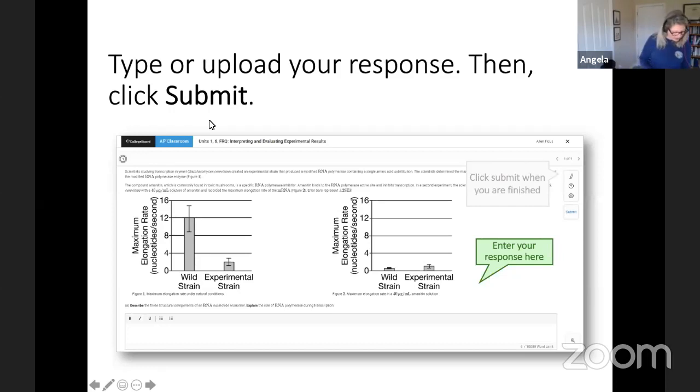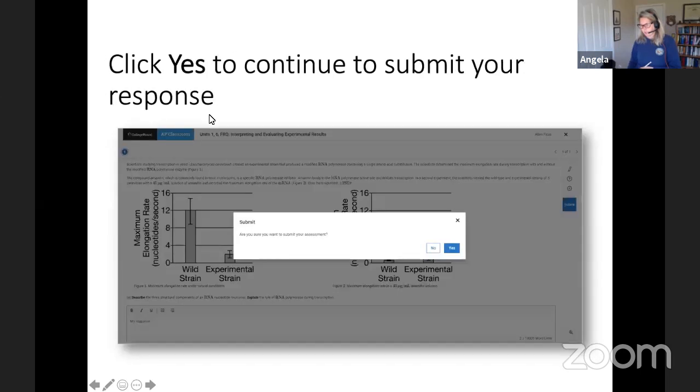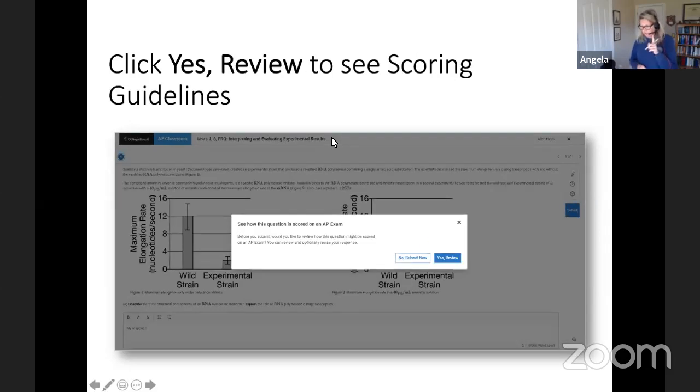And then you enter your response into that text box, right? This year, you're going to be able to type with a regular keyboard all of your answers. So you're going to upload your response. And then you're going to click submit. And it says, are you sure you want to submit? So click yes.